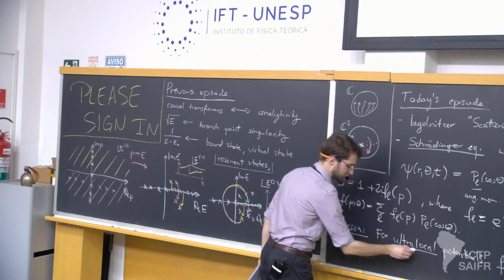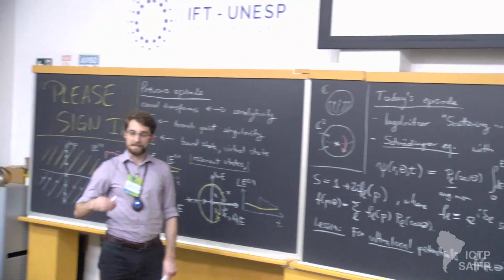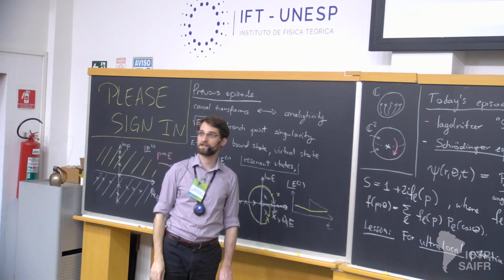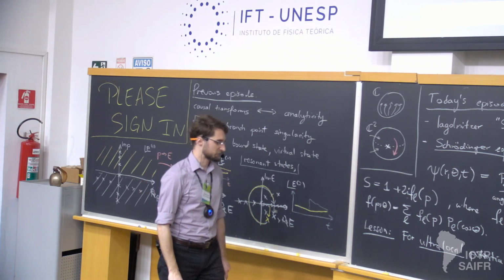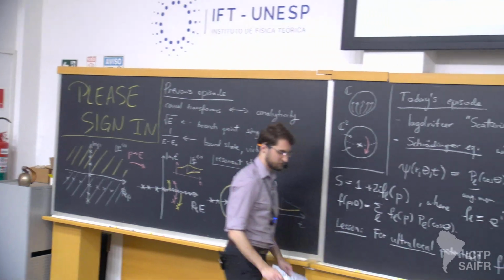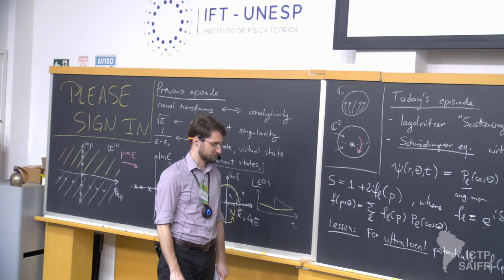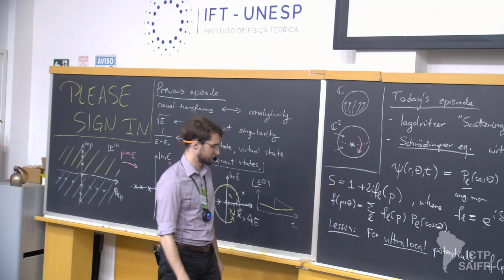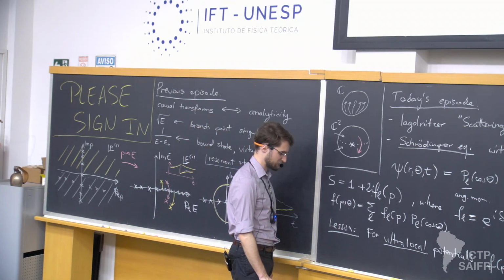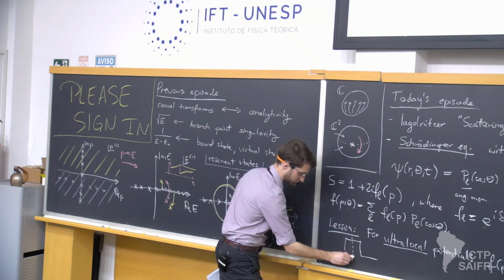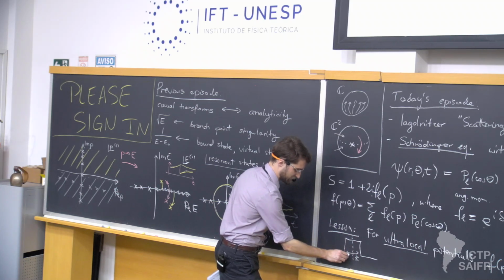What do I mean by ultra-local potentials? I mean potentials that have compact support. So potentials that are zero outside of some finite open set in your position space. So things like bumps that have some well-defined range of interactions.